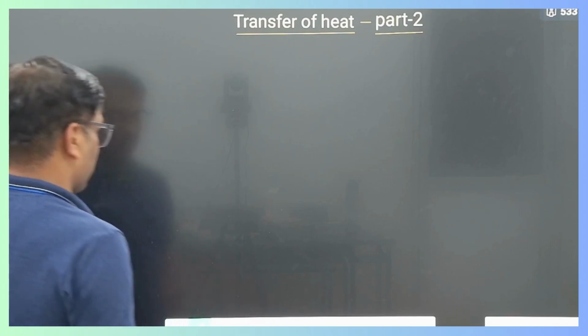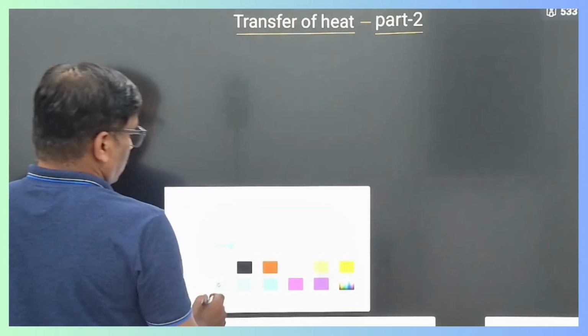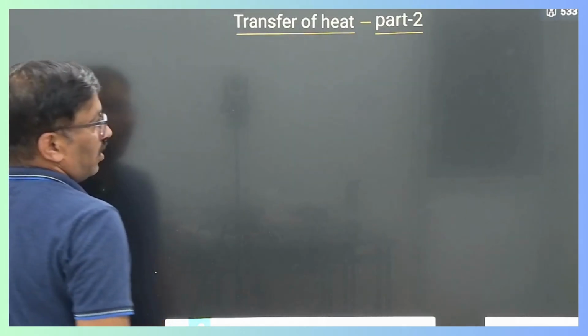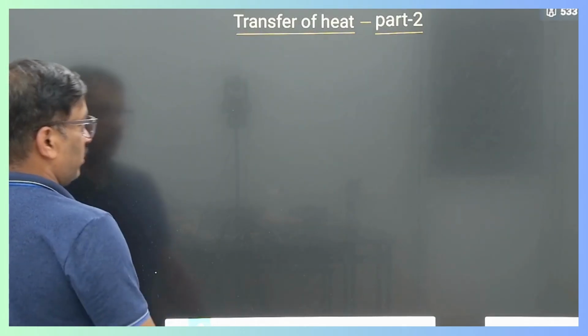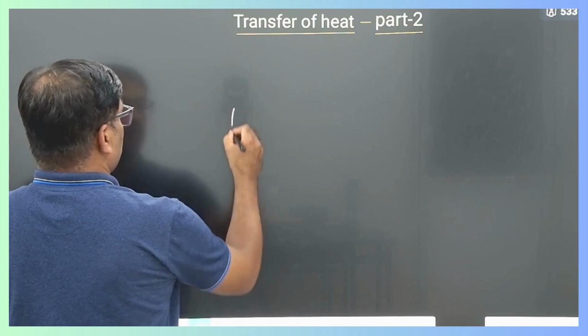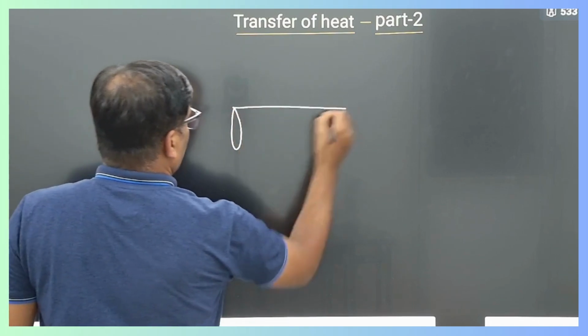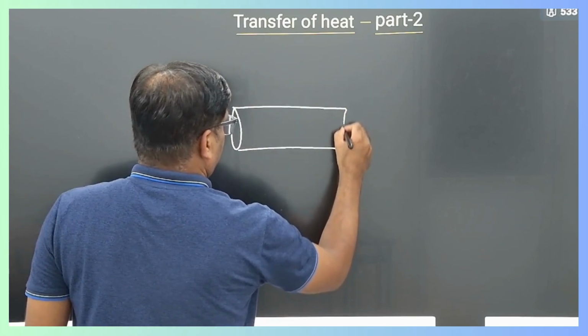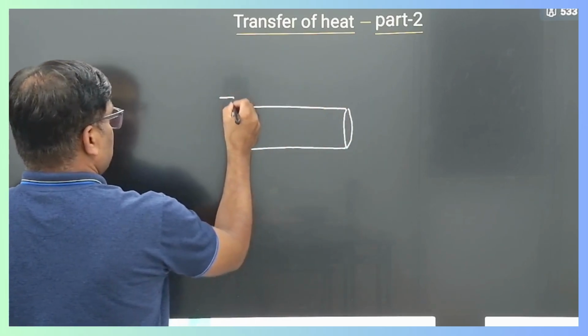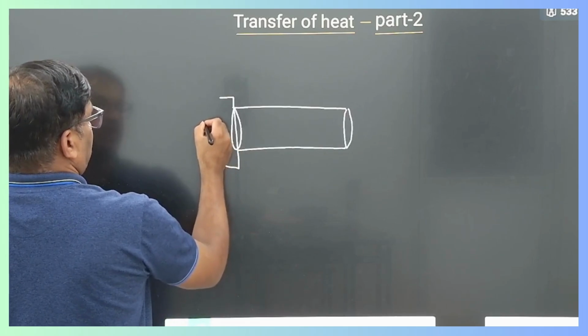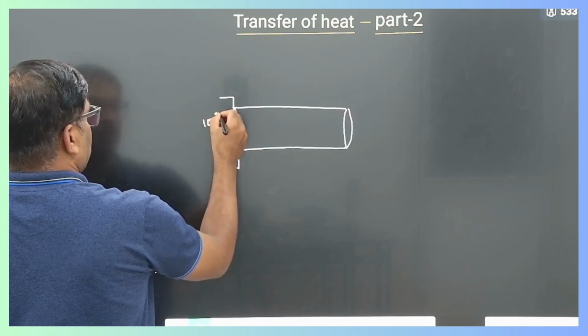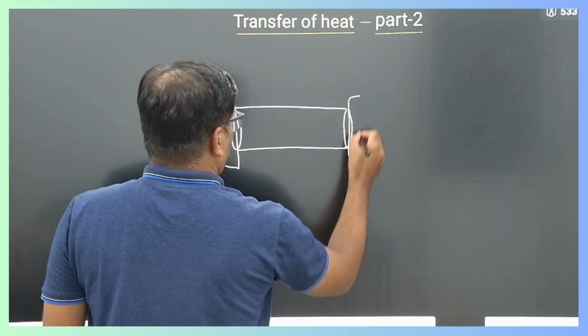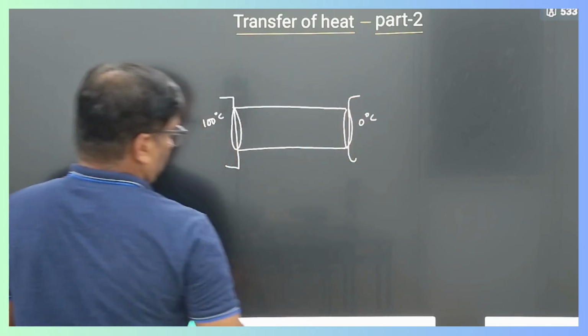Thermal conductivity, so we'll just recall it. What we discussed now is conduction. There is a conductor, a rod, and this rod is maintained at two different temperatures. Suppose the higher temperature is 100 degrees centigrade and the lower temperature is 0 degrees centigrade.